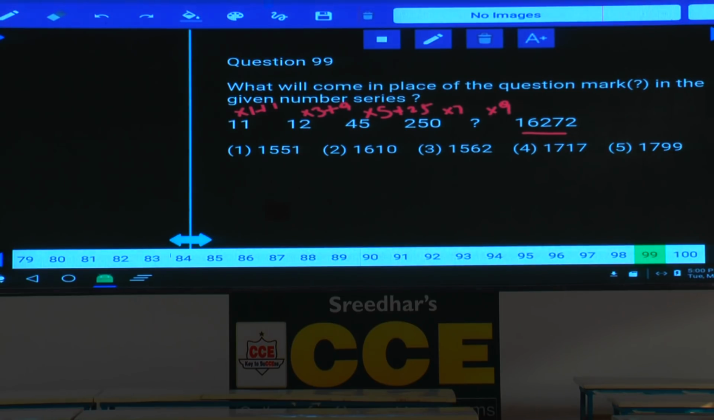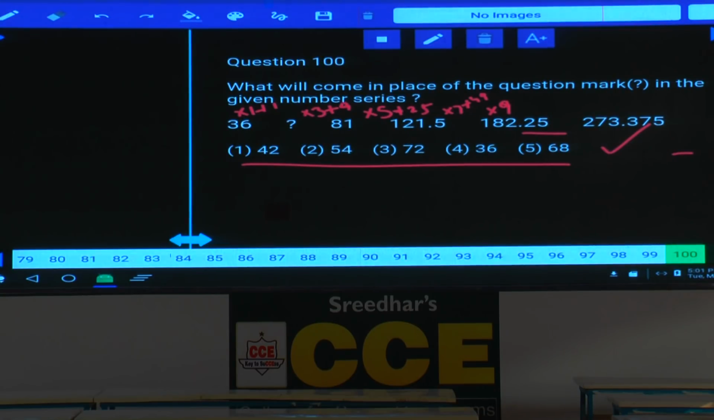The given numbers are multiplied with odd numbers and their squares are added. Into 1 plus 1 square, into 3 plus 3 square, into 5 plus 5 square, and into 7 plus 7 square. That is 250 into 7 plus 9, isn't it? Then the last digit must be how much? The last digit must be 9. Among the given choices, only choice 5 has the last digit 9. Choice 5 is the answer. No need to calculate this one, because there is only one choice with the last digit as 9. That is 99.